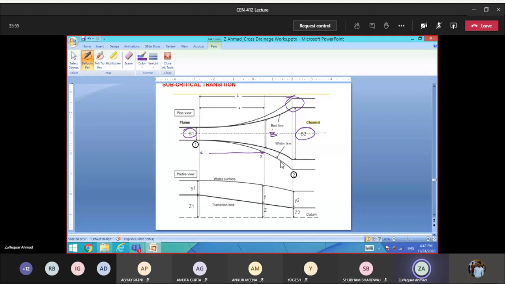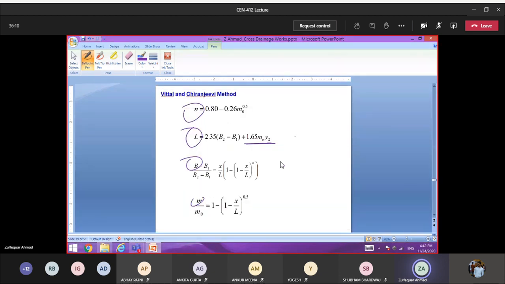And at any section, if you cut this section, that is a trapezoidal section having a slope of 1:m, right? So what is the value of the m you can get from the equation. So this subcritical transition that is being designed with the Vittal and Chiranjeevi method is well documented, right? You can do the design using this method.